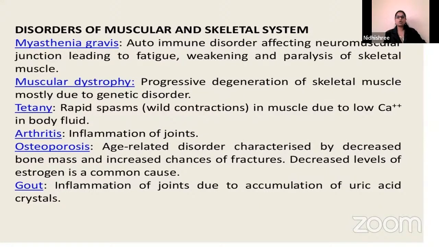Tetany, rapid spasms or wild contraction in the muscle due to low calcium in the body fluid. It usually occurs after delivery, post delivery in the woman. So what happens is, after a woman delivers her baby, there will be a change in hormones, right? During that time, if she is unable to maintain a good diet and her calcium level gets low, she will get cramps. Cramps means contraction, simply contraction like this. Okay, so it is called tetany.